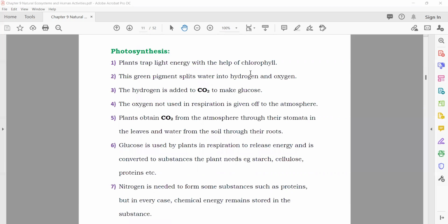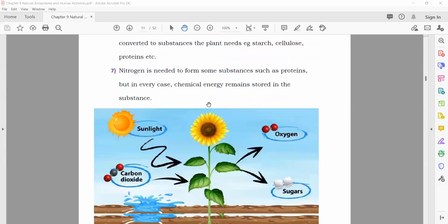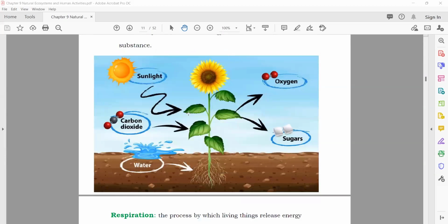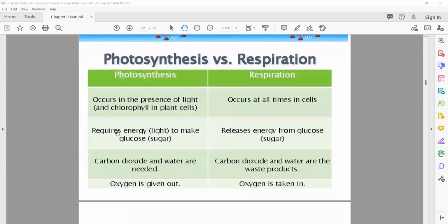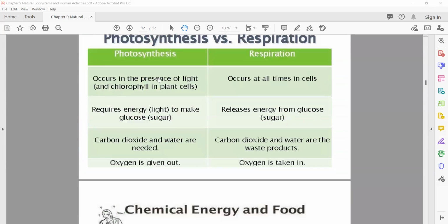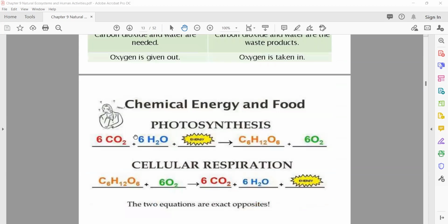After that, photosynthesis. As a bio student, you should know it is a process in which the plants make food using carbon dioxide and water. Respiration is like the opposite. Respiration happens at night; in the day, it is photosynthesis. This is a comparison between them. Photosynthesis occurs in the light, while respiration occurs all the time. One requires energy, the other releases energy.